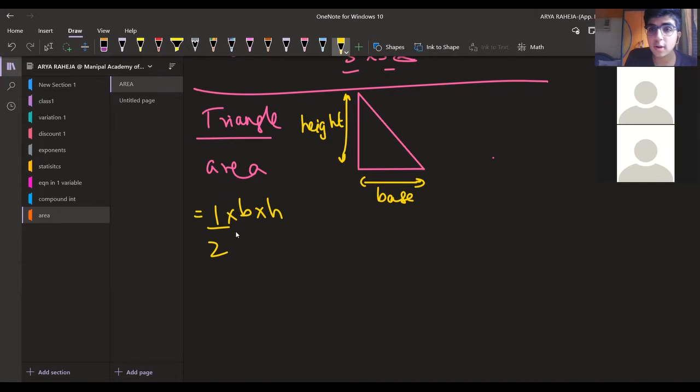ये भी तुम लोग ने किया होगा पहले, that half into base into height is the formula for area of a triangle. If the height is given, height को h लिखते हैं और base को b. ठीक है, तो half into base into height. तो ये भी बस लिख लो अभी के लिए and we'll go to the detail and all. पूरा अब ये chapter में बस यही करना है. ठीक है, so draw this and write this fast.